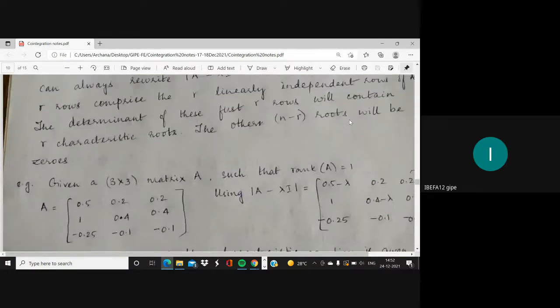Here there's a particular matrix which has been given. I want you to try and find the characteristic equation and the characteristic roots for this. Just spend a moment and do this for your own understanding. You've been given a 3 by 3 square matrix A such that the rank of A is equal to 1. They've already told you that. Just try and find the characteristic equation for this, and then solve to find the characteristic roots. I'll give you a couple of minutes so that you can do this.